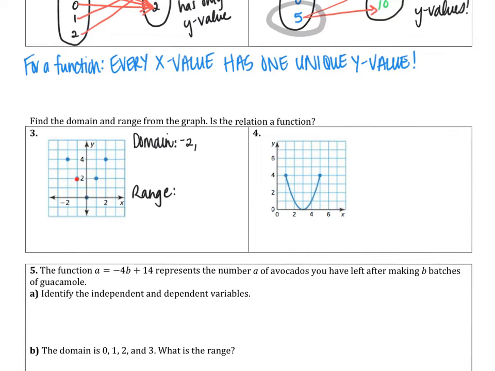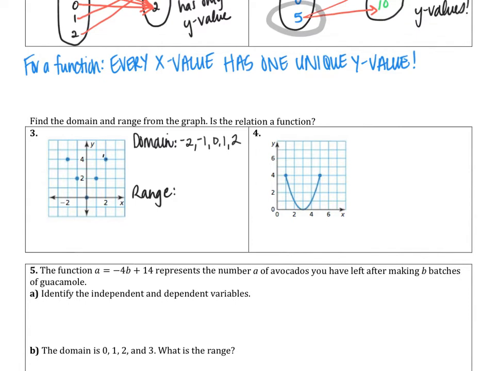And for this point, what is my x value? It's -1. And for this point, what's my x value? It's 0. And this point, my x value is 1. And this point, my x value is 2.